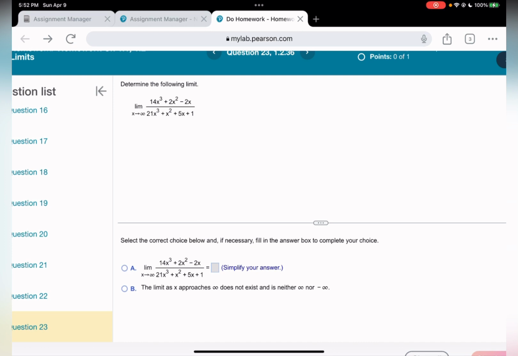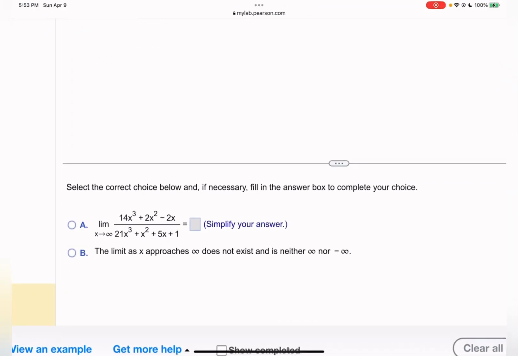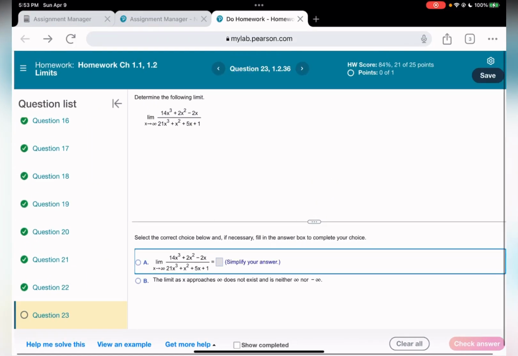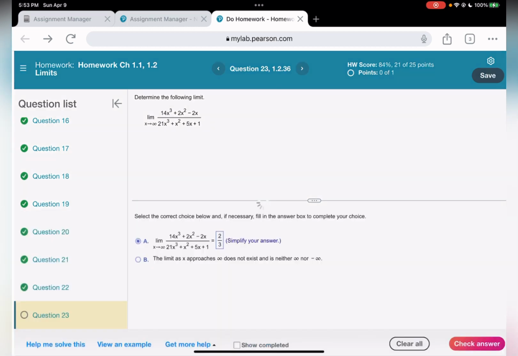What does it want in this case? Does it want a regular fraction? Approaches, it doesn't exist. What does it say here? It doesn't say anything, so I can put the answer 2 over 3. It doesn't say to round or convert into decimal. Okay.